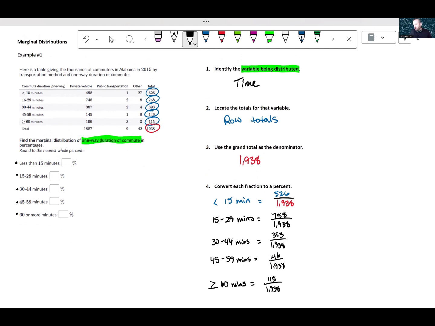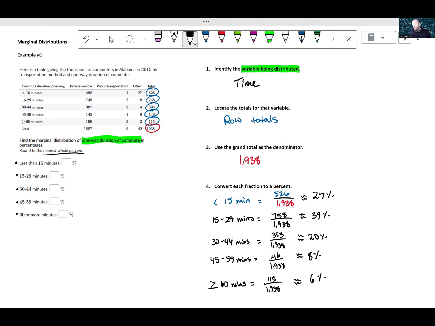Okay, now we're going to convert these to a percent. It wants us to convert this to the nearest whole percent. And this part's pretty simple. I'm just going to show you what I got when I rounded these. This is 27%. This is 39%. This one's 20%. And again, we're just dividing on the calculator and then multiplying by 100 to get our percent. Okay, and that's our final answer for this.